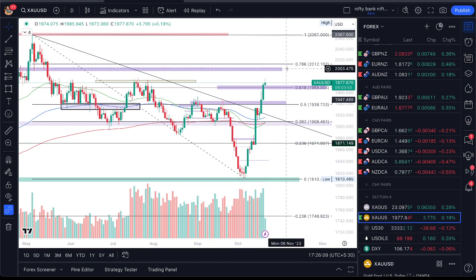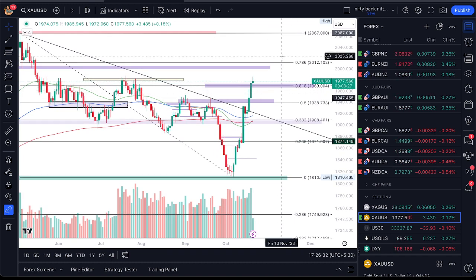For me, the next zone is 2000, between 2000 to 2005, and it can come back to 1969 and then go back up. Or if it breaks this 1969 level, then it can come back to 1938 or 1944 to 1938. Then eventually it will go back up. So that's for sure. We'll soon see this level, and here I will take the trade.